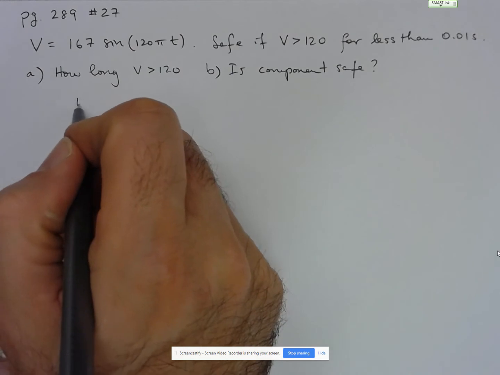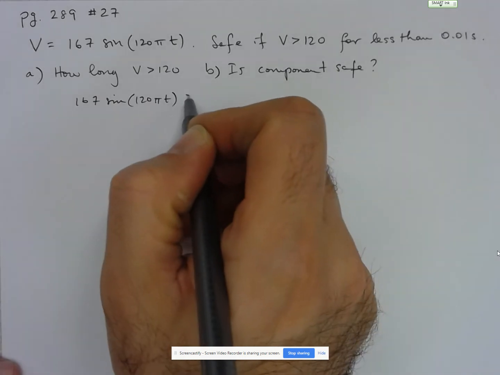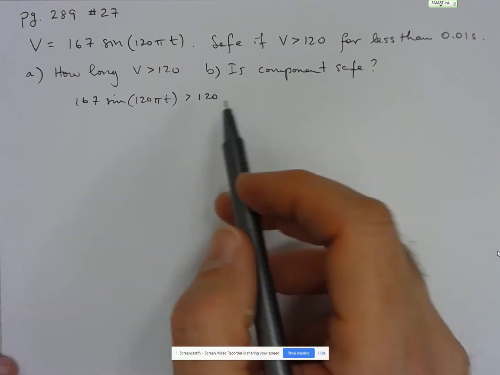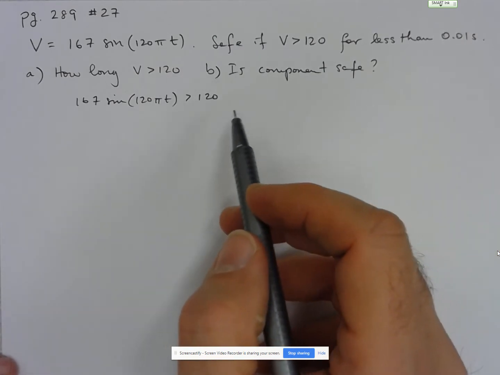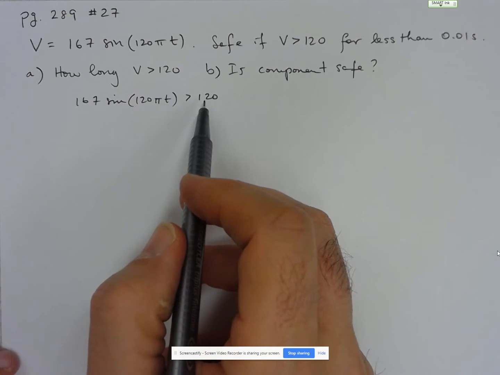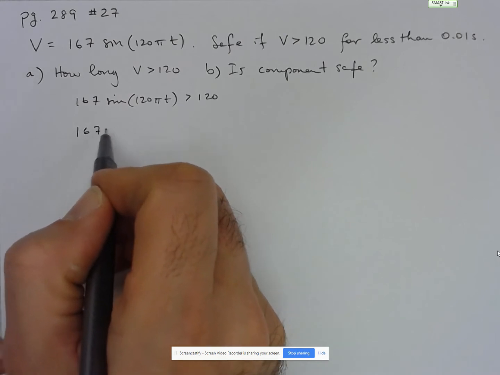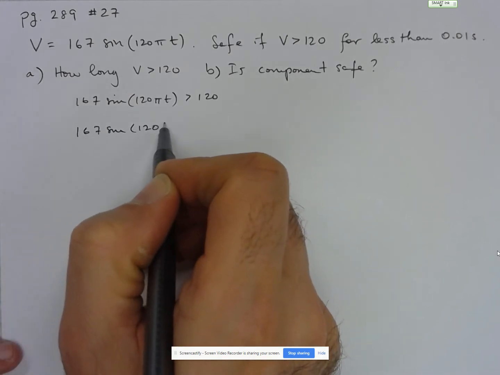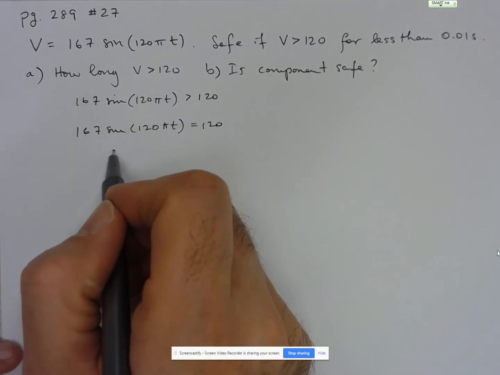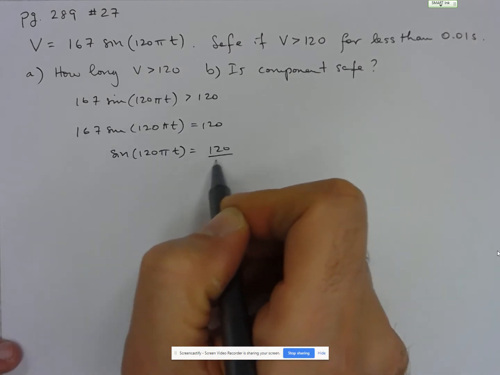All right, so what we have to solve is 167 sine of 120 pi t greater than 120. Now, this is going to be greater than 120 many times. We just need to check when it's greater than 120 in 1/2 of a cycle. That's what they ask us to do. Now, in order to solve this inequality, I'm actually going to first start with when it's equal to 120. All right, so we're going to do that by isolating the trig ratio. So sine of 120 pi t is equal to 120 over 167.